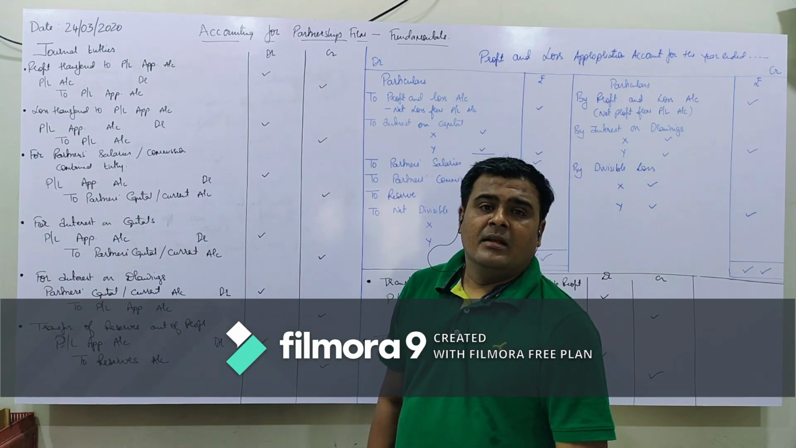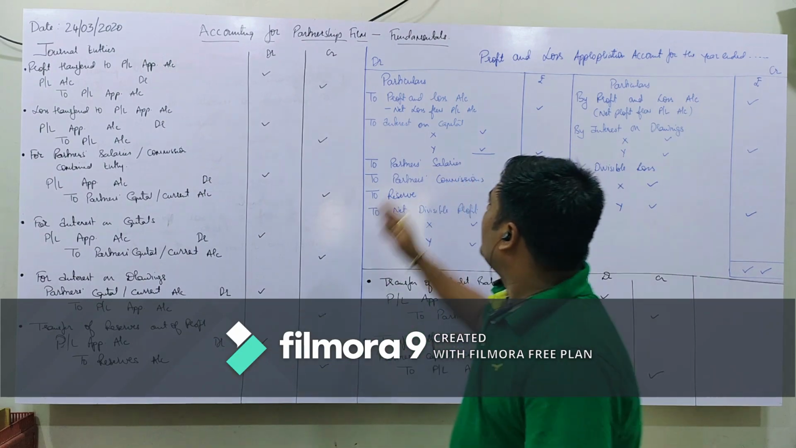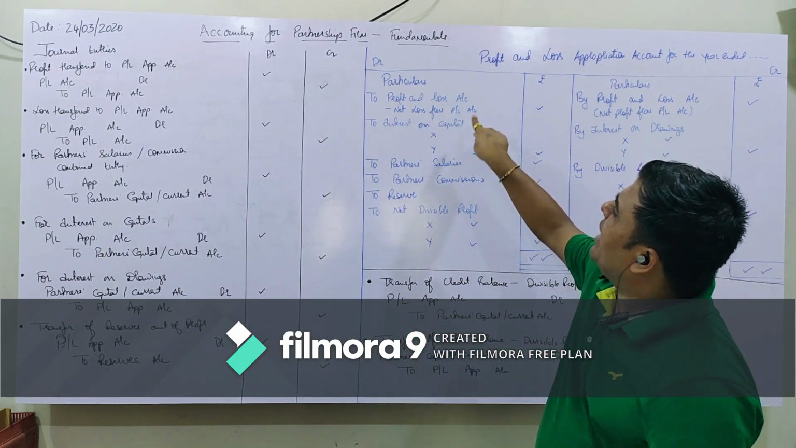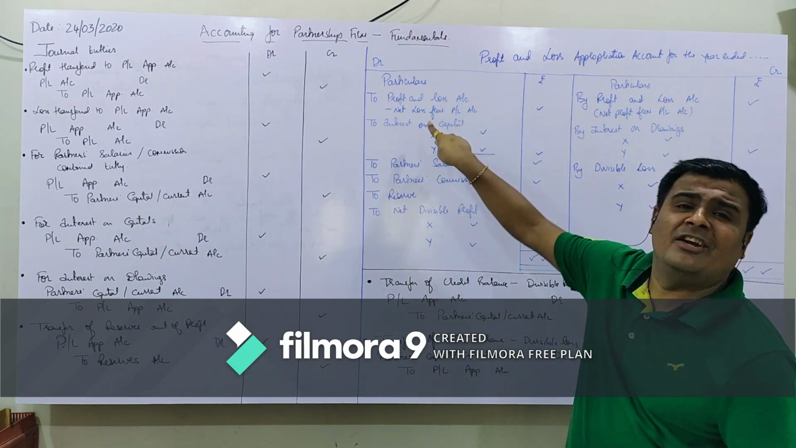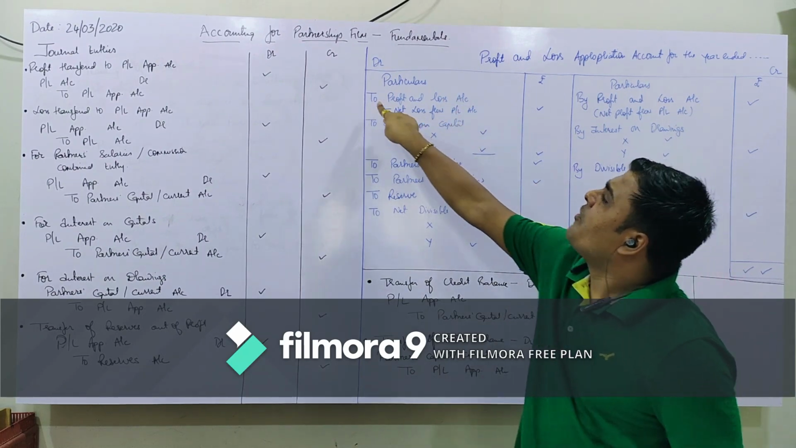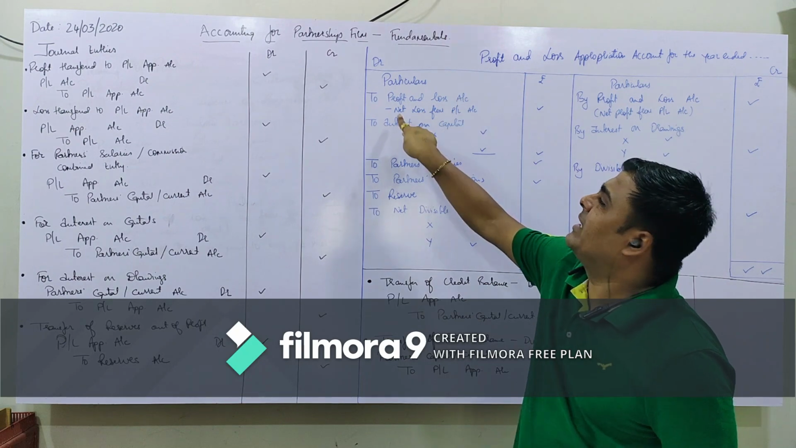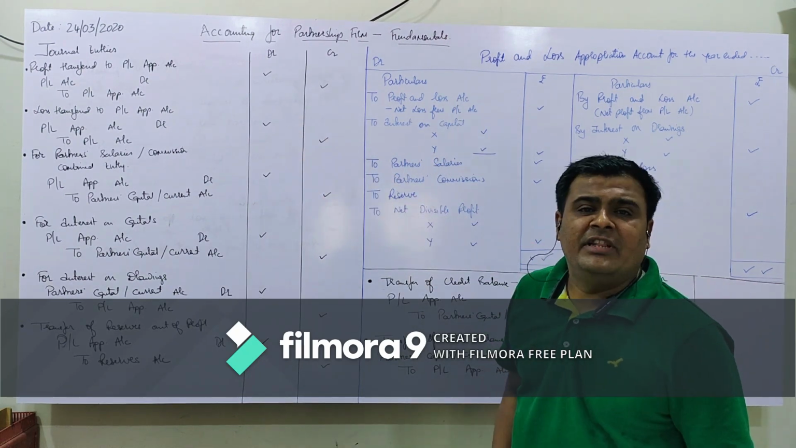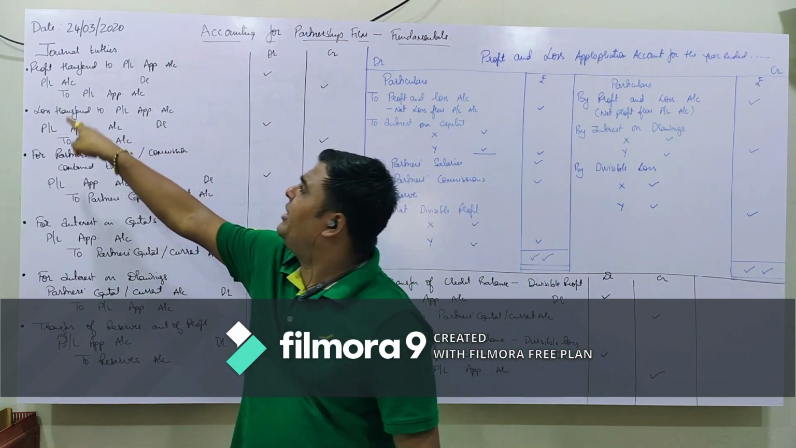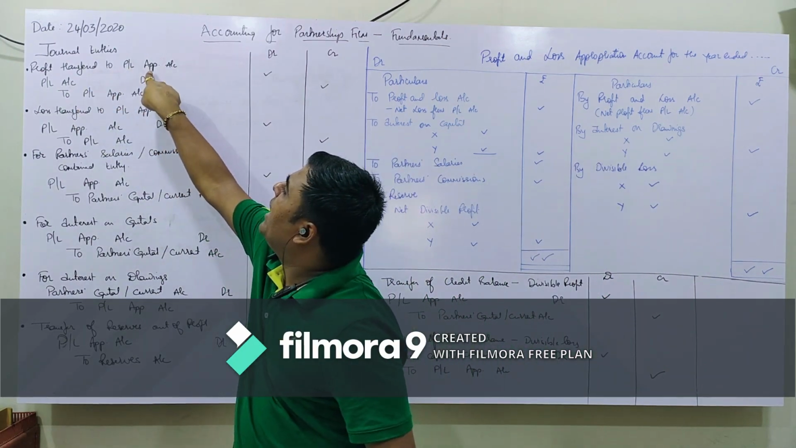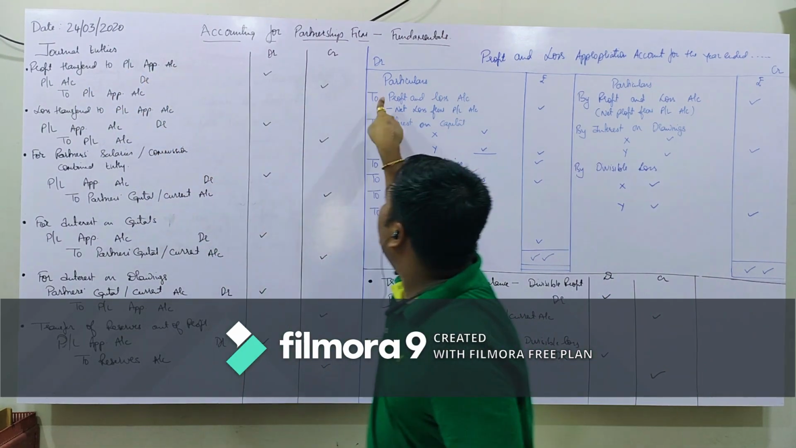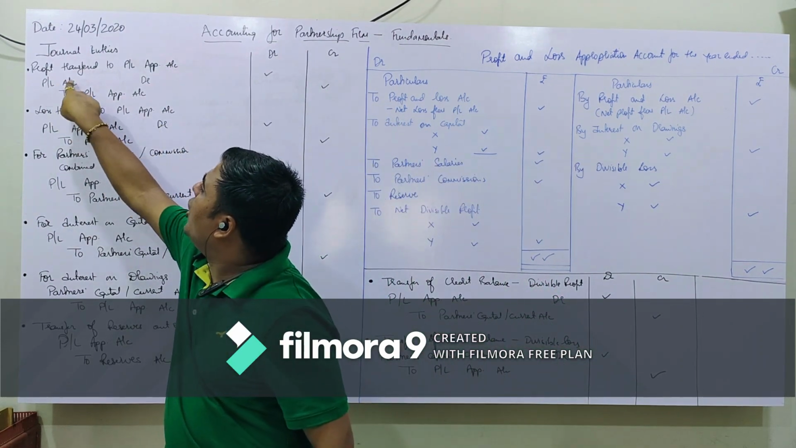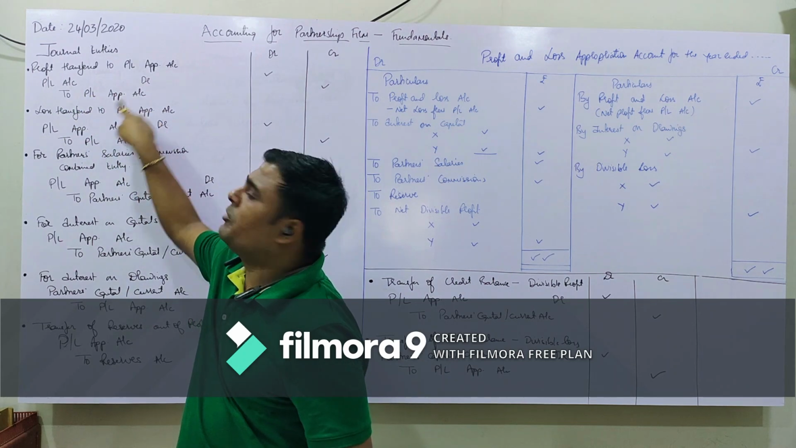Now let us see the journal entries based on the profit and loss appropriation account. As you can see, on the debit side of the profit and loss appropriation account, we have the profit and loss account, that is net profit from the profit and loss. So let us compare it with the journal entries. We have the first journal entry, profit transferred to profit and loss appropriation account. We can relate it with this entry: profit and loss account debit to profit and loss appropriation account.